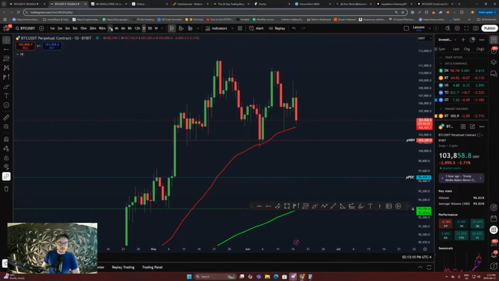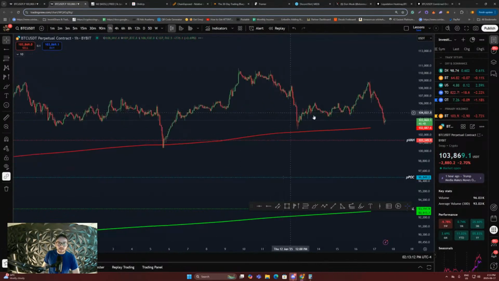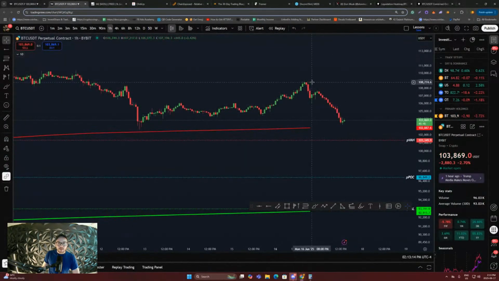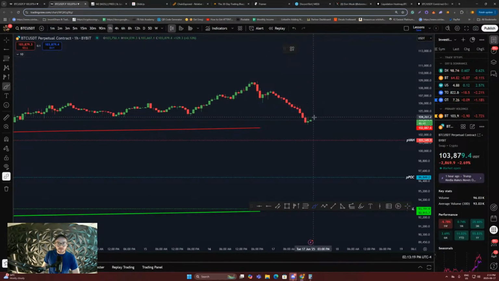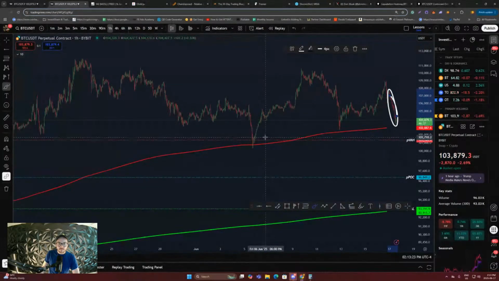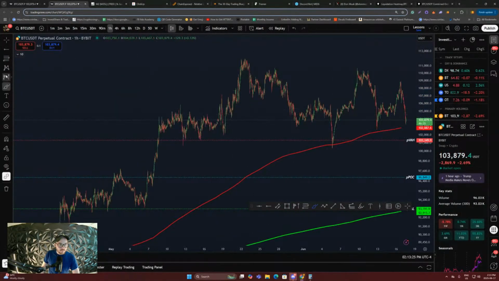I'd like to mark that demand zone actually. I got to look into this, but I'm pretty darn sure this is a record of some sort. Having this many hourly consecutive candles to the downside on Bitcoin, I think that's some sort of record. I'll look into that later today.